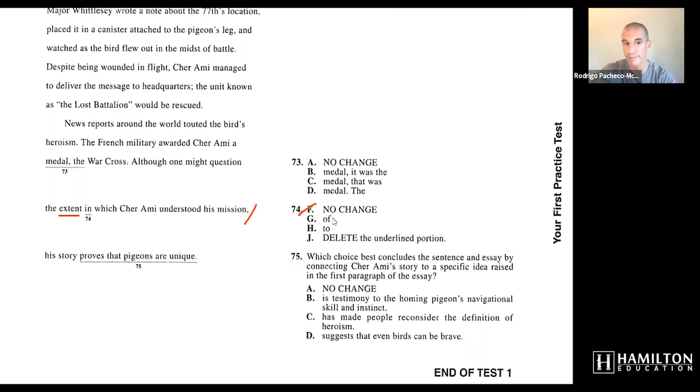G, of, the extent of. That might work in some context, but here we're talking about going to an extent, or understanding his mission to what extent. So of is not going to work in this context. We see that H gives us to, the preposition that we need, and we would eliminate J because we need a preposition in this context. Again, that preposition here is to.